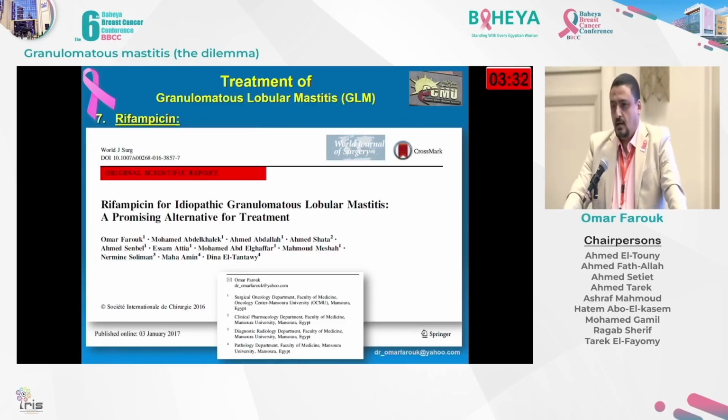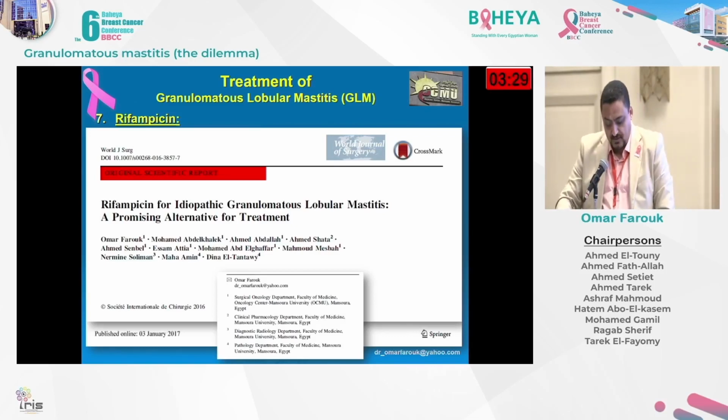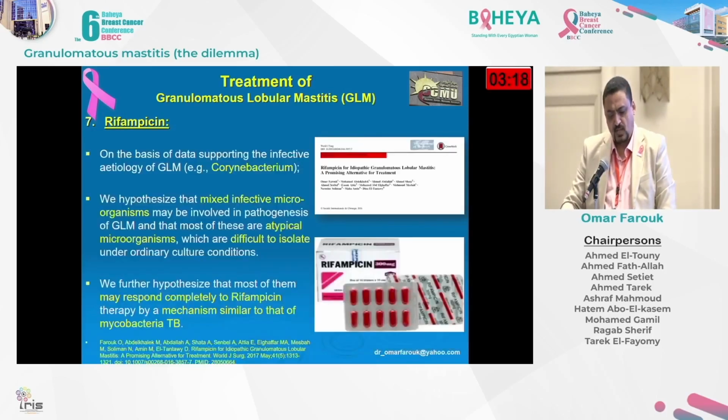Lastly, rifampicin. We investigated this drug for the first time for the treatment of this disease 10 years ago, and we have published our results in the World Journal of Surgery since 2017. The rationale is based on the data supporting the infective theory. We hypothesize that mixed infective microorganisms may be involved in the pathogenesis of the disease, most of them atypical microorganisms, difficult to isolate in ordinary cultures. We further hypothesize that most of them may respond completely to rifampicin by a mechanism similar to that of Mycobacterium TB.